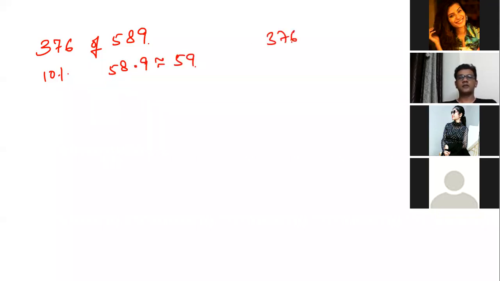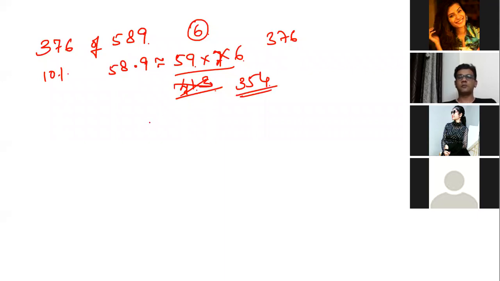Let's say I want to find 376 percent of, let's say, 589. The first thing that we do: 10% is 58.9, approximately 59. I require 376. 5 sevens are 35, so multiply by 7. 7 nines are 63, 3 carry 6. 7 fives are 35, 35 plus 6 is 41, already gone above. So obviously I will not multiply by 7. I will now multiply by 6. 6 nines are 54, 4 carry 5, 6 fives are 30, 35. 354 is what I got by multiplying by 6.